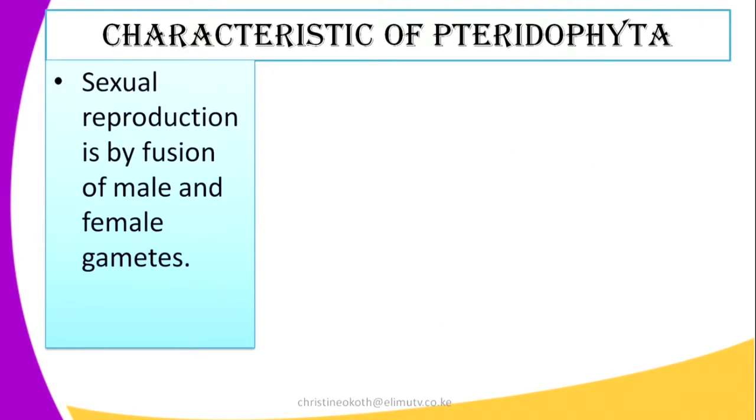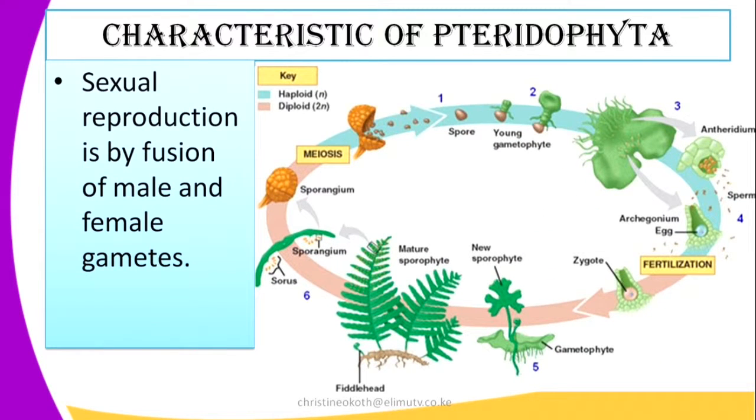Then they also undergo sexual reproduction. This is by the fusion of the male and the female gametes. This is just a summary of what happens. It first starts with meiosis, when there is production of the male and female gametes. The spores will burst out. When the sporangium bursts out, the spores will fall. Then the young gametophytes mature and form.